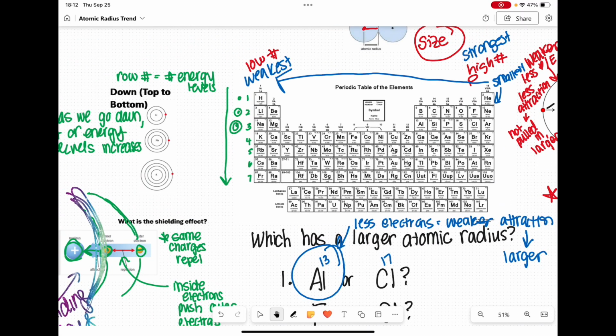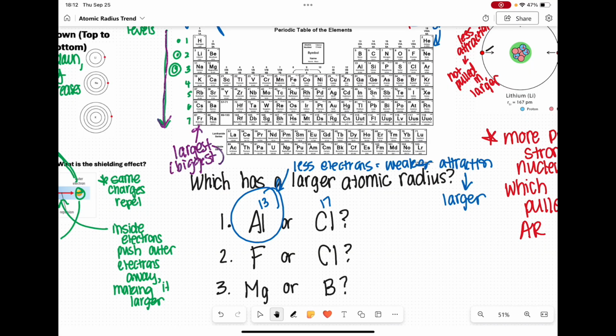Okay. So on your periodic table, we would stick with this arrow going down to show that the bottom is much larger than the top. And so francium is actually your largest or biggest element. So the closer an element is to francium on the periodic table, the larger it will be.